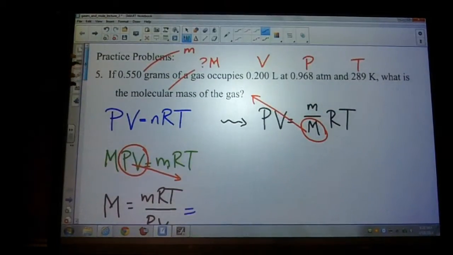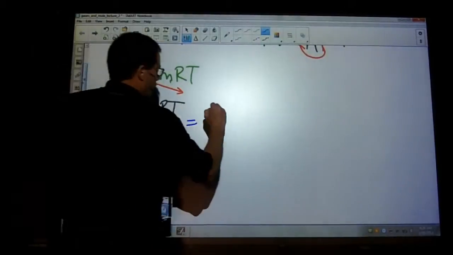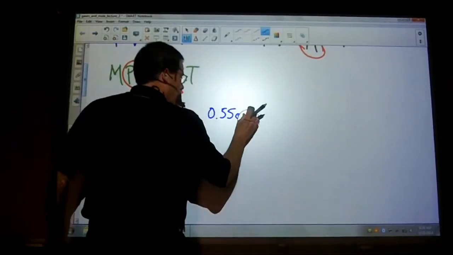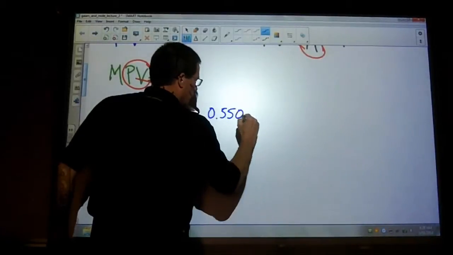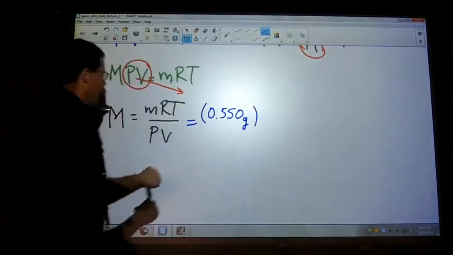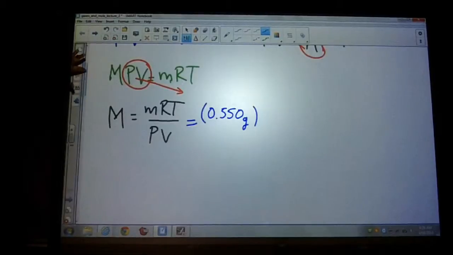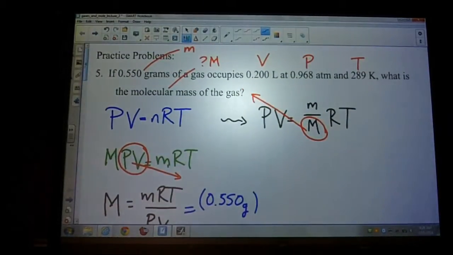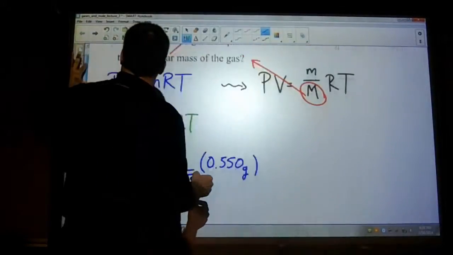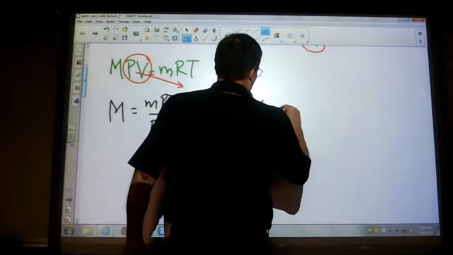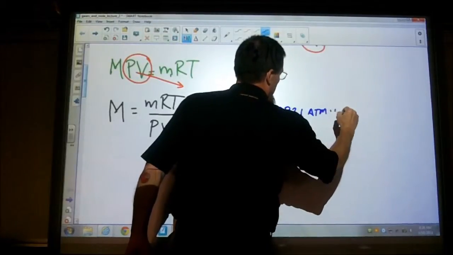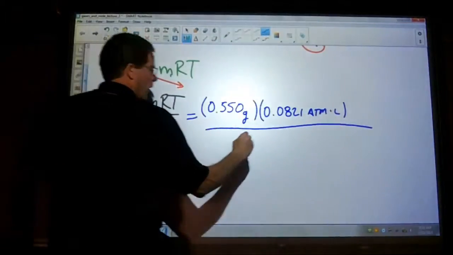So our mass is 0.55 grams. Oop, put a 0 on there. And R, which R should we use in this case? The atmosphere one. Good. And for the atmosphere, it is 0.0821, and that is atmosphere liter, and let's put that mole Kelvin on the opposite side.